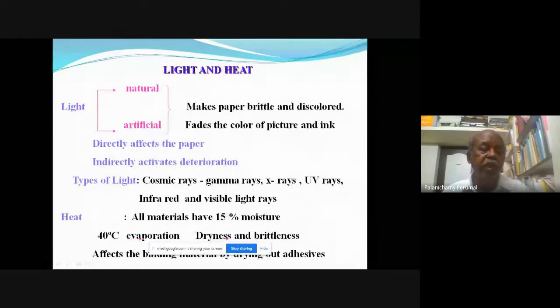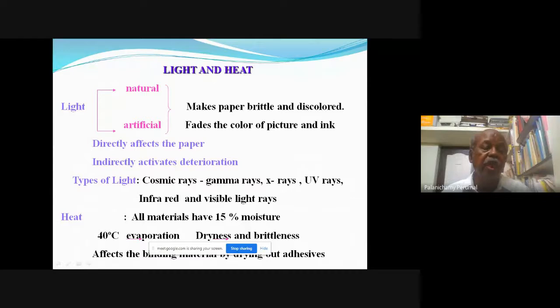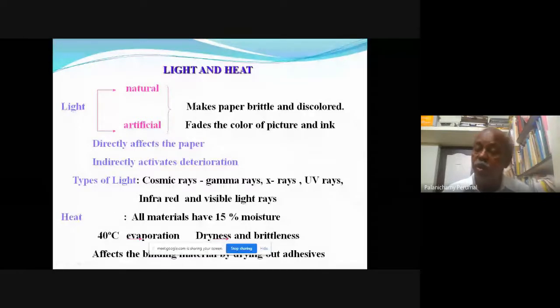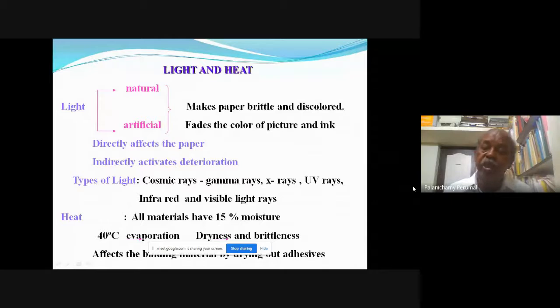It is light, natural and artificial. It will have various lights also: cosmic, gamma, X-rays, UV, UV light and infrared light and the red. Of these two, infrared will give the heating effect, and UV light will be dangerous for affecting our material. Most of our books will have color changes because of UV light.